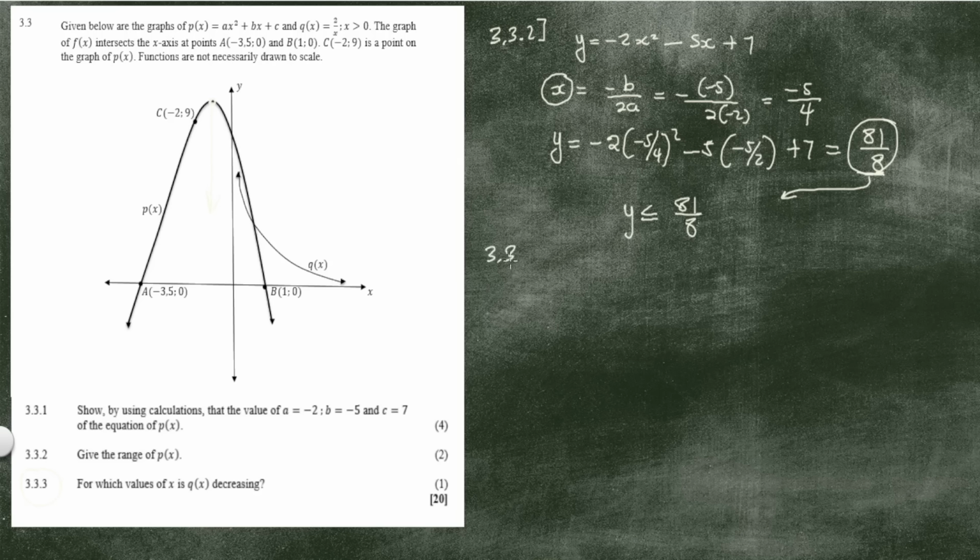3.3.3: for which values of x is q decreasing? We can see that q, in this case the hyperbola part, is decreasing in this part. It starts from 0 to positive infinity. So x is an element of 0 to positive infinity. This is where my function is decreasing.